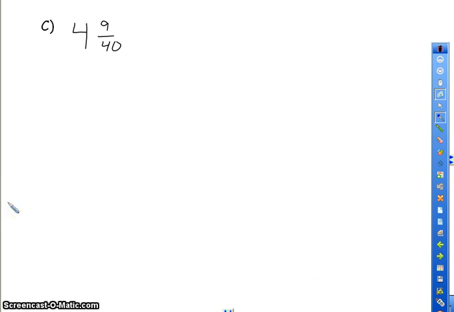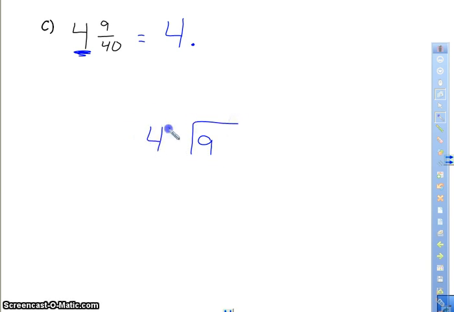Okay, 4 and 9/40. So I know my answer is going to be 4 point something because this 4 is going to go out front. And to figure out the something, I'm going to do 9 divided by 40. I'm going to add my decimal point, bring it up, put my 0 above because 40 cannot go into 9, and add my 0 there.